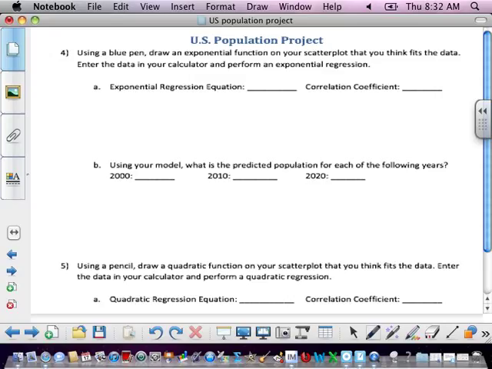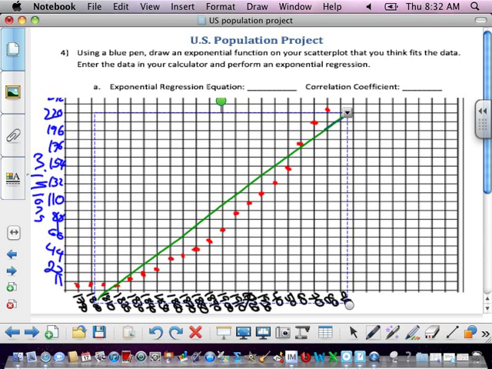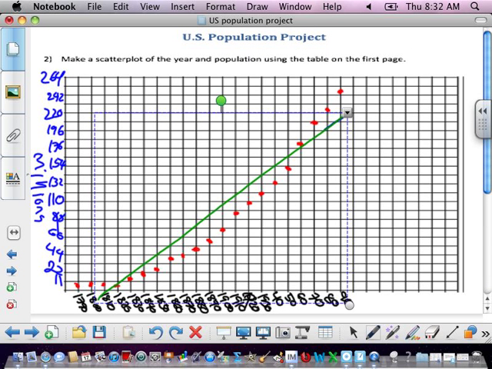Okay, 4 is right here. 4, we found the exponential. So we went back to our scatter plot. And in a different color, let's see if this works, we made an exponential function. Looks something like that. Well, that's closer than our line is, correct? So that's at least a little better. So let's look at our exponential.